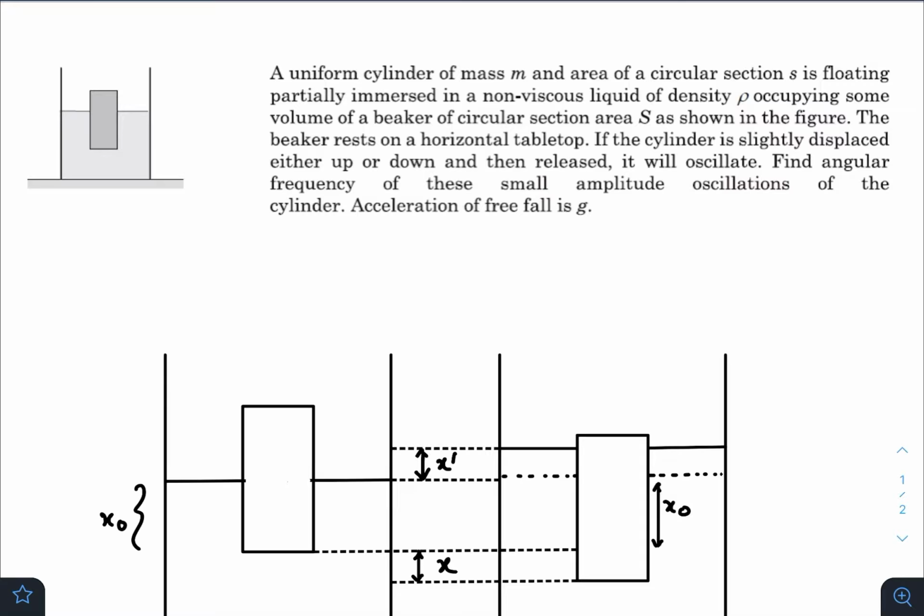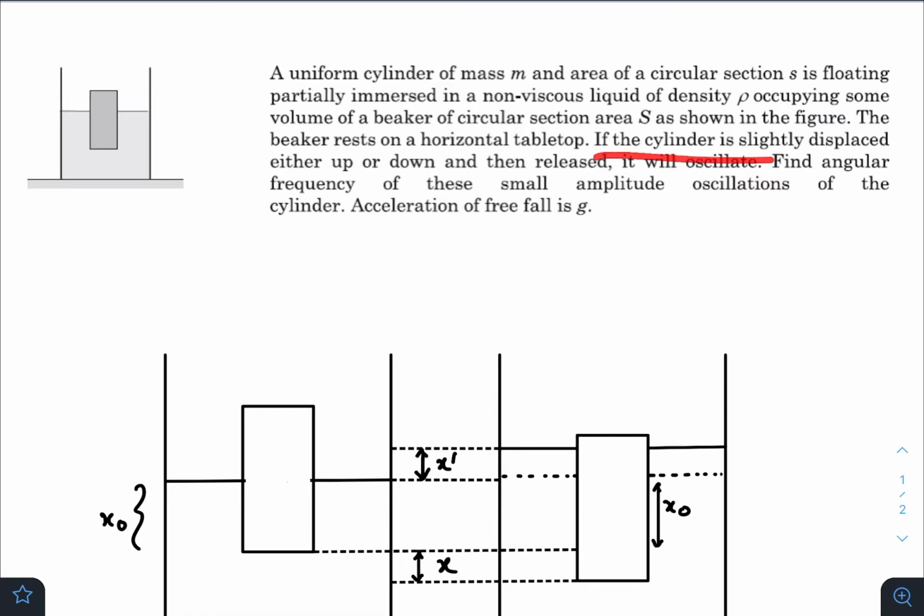And in today's question, we have a uniform cylinder of mass m and area of circular section s, floating, partially immersed in a non-viscous liquid of density ρ, occupying some volume of a beaker of circular cross-section S. So this beaker also has a circular cross-section of cross-sectional area S as shown in the figure. The beaker rests on a horizontal tabletop.